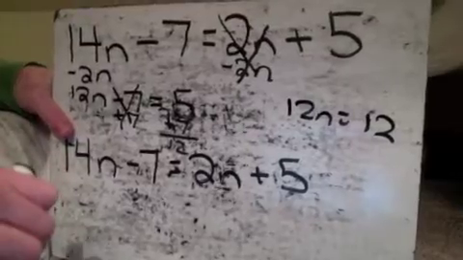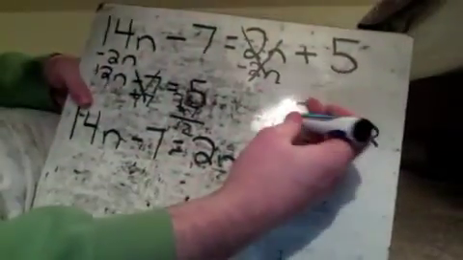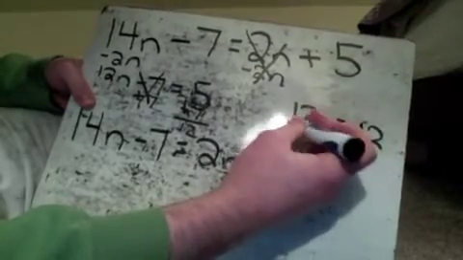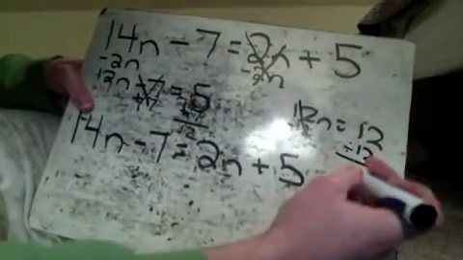And of course, everybody should know what that is. 12n, 12 times 1 is going to be 12. Or, if you couldn't figure that out for whatever reason, I can just do the opposite. This is 12 times n, so I can do divided by 12, cancels out, divided by 12, 12 divided by 12 is 1. So n equals 1.